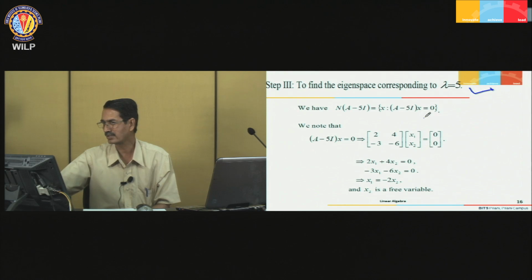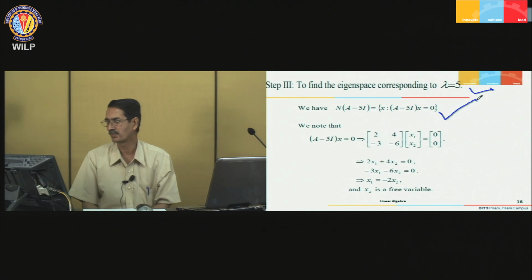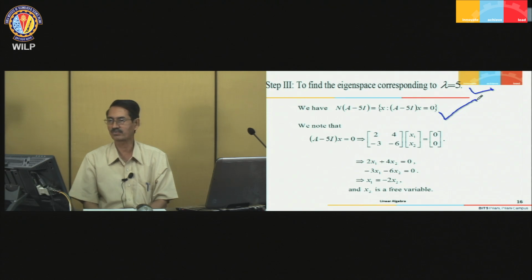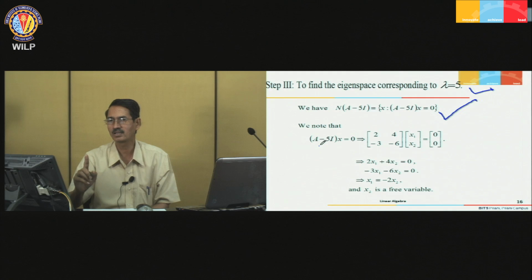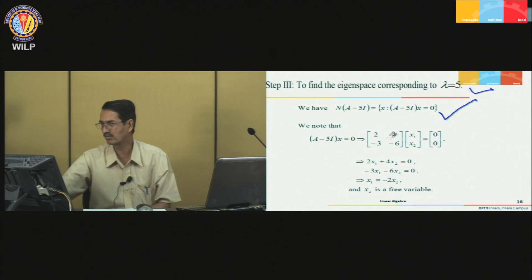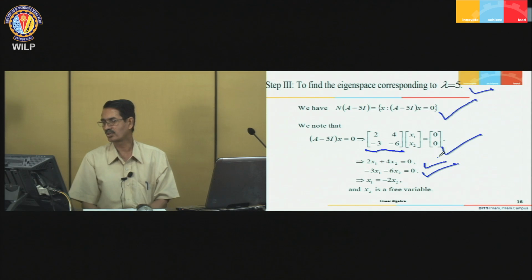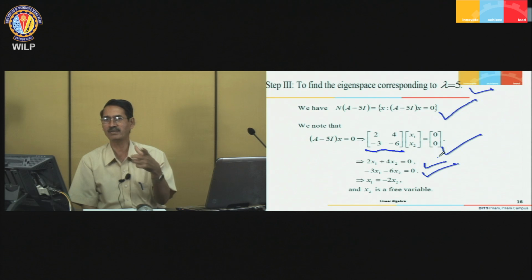Therefore, this is the set of all those x where (A minus 5I)x is equal to 0. So, first of all calculate A minus 5I: from the diagonal elements subtract 5, and you are going to get 2 and minus 6. This is the matrix A minus 5I. Then (A minus 5I)x equal to 0 gives 2 x1 plus 4 x2 equal to 0, and minus 3 x1 minus 6 x2 equal to 0 again. So, this shows that x1 is equal to minus 2 x2, where x2 is again any free variable, any real number.